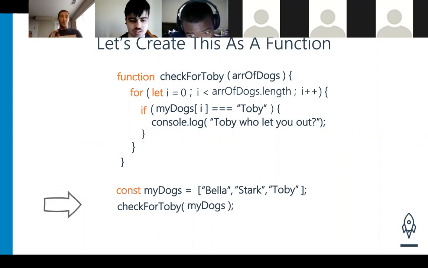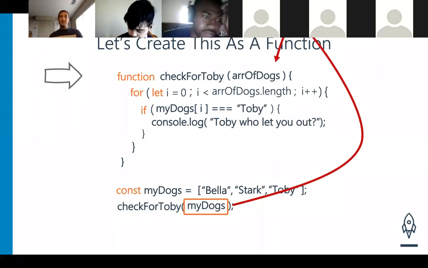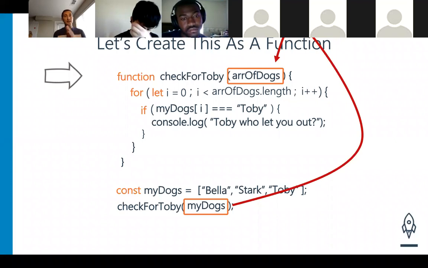Now, this is where the magic happens. It says like, okay, you wanted to call to check for Toby, but you want me to bring along my dogs. So what it does is it goes up to the function and it brings my dogs with it. An array of dogs, its value turns into that array of Bella, Stark, and Toby. That's information. This value is being passed into that parameter. It's, again, traveling up there. Think of it as a vessel. It's going up into that function. So array of dogs is there. We'll get to those. So this is how it's actually working.